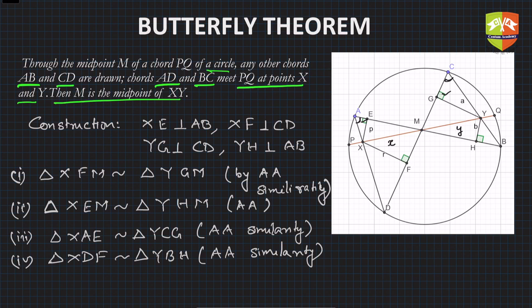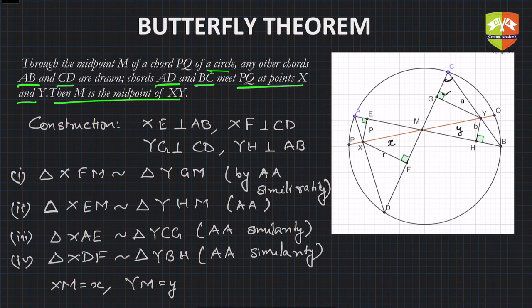Very good. Now, I have called XM, can you see, equal to X, and YM I have written as Y for convenience. P, R, A and B are self-explanatory. P is XE, R is XF, B is YH and A is GY, right? So this is clear. If this is clear, let's now go for the proof.